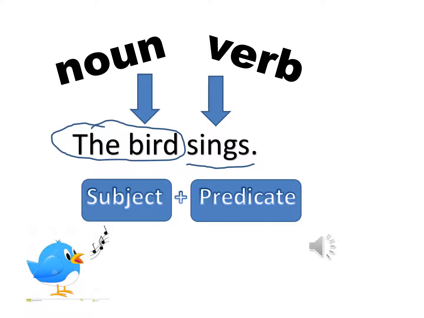And here's the sentence with all the parts identified. The bird is the subject. The noun is bird. Sings is the predicate, and sings is the verb.